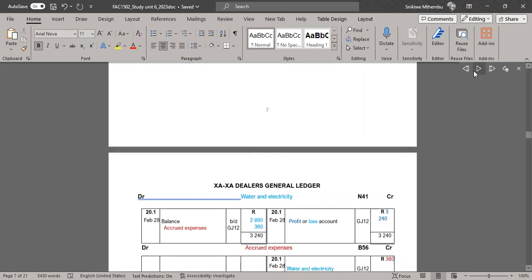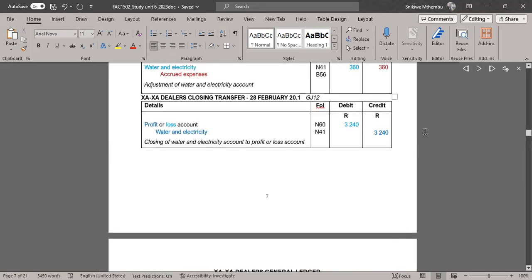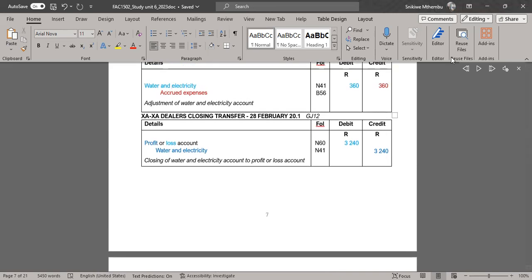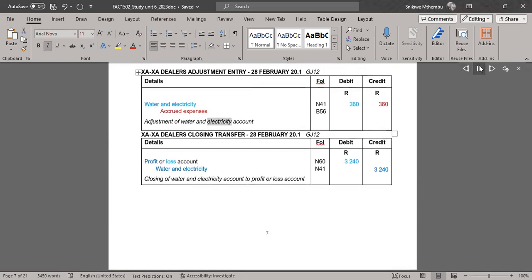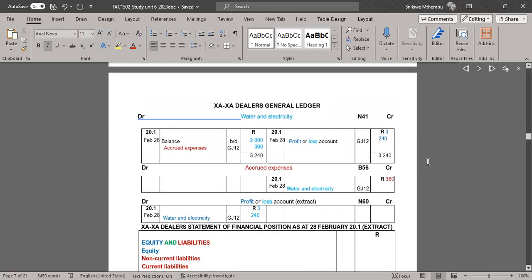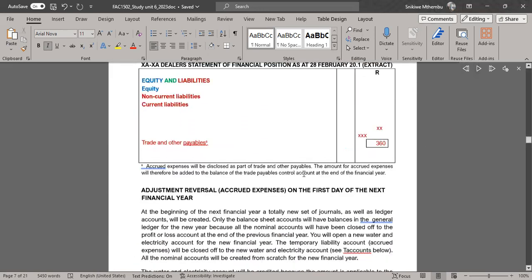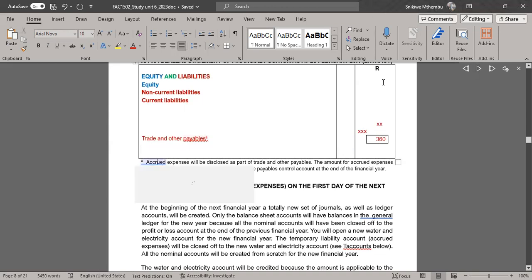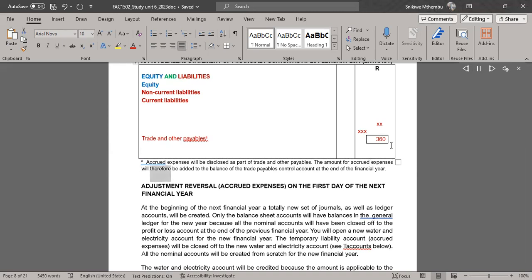Water and electricity. Accrued expenses. Adjustment of water and electricity. Accrued expenses will be disclosed as part of trade and other payables. The amount for accrued expenses will therefore be added to the balance of the trade payables control account at the end of the financial year.